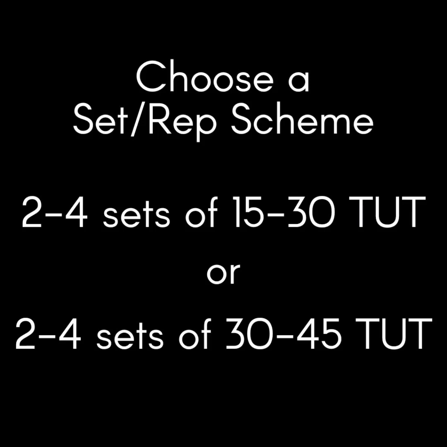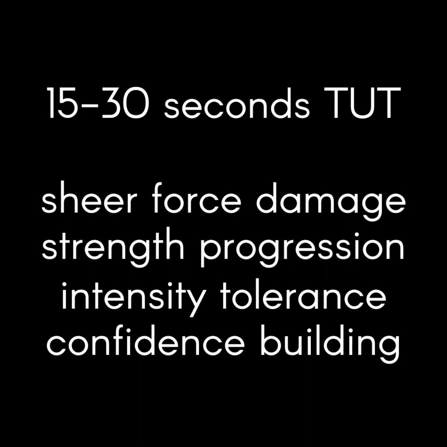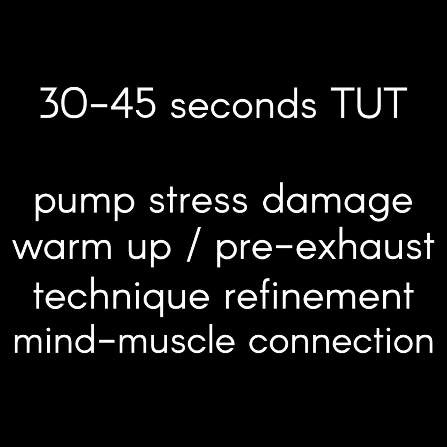For each exercise, you're going to choose 2 to 4 working sets of 15 to 30 seconds of time under tension or 30 to 45 seconds of time under tension. So that TUT stands for time under tension. You perform however many reps you could in that time frame. The 15 to 30 seconds, you get shear force damage, strength progression, and it allows you to increase your confidence in your ability to handle intensity. The 30 to 45 seconds of time under tension is more of like a pump stress damage. It's good for warm-ups or pre-exhaust, good for refining technique and building mind-muscle connection.